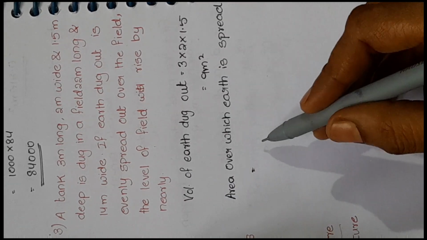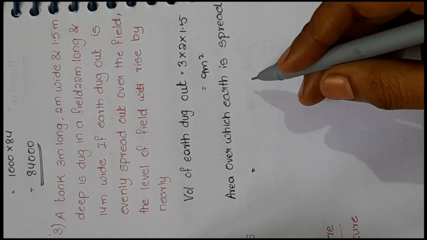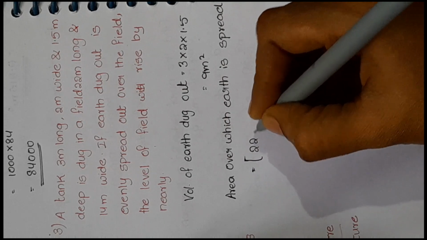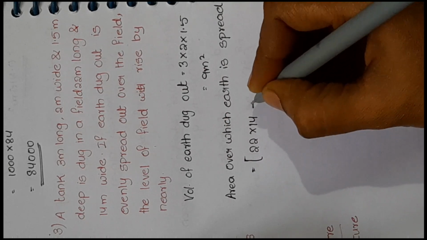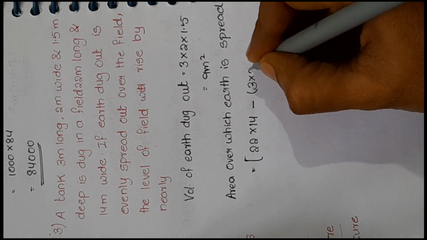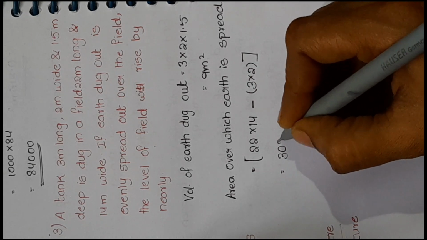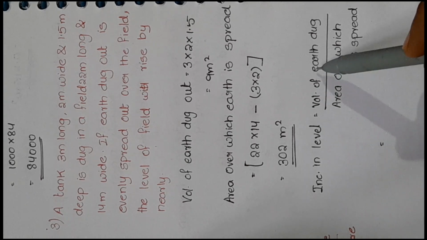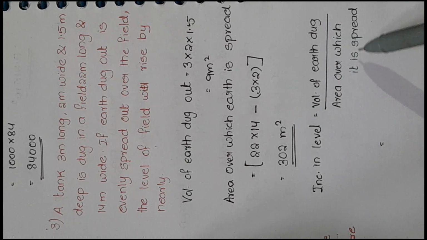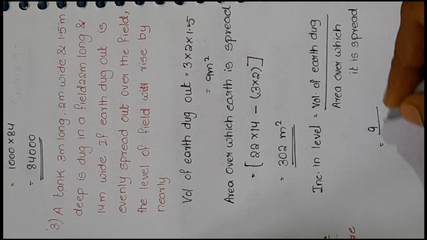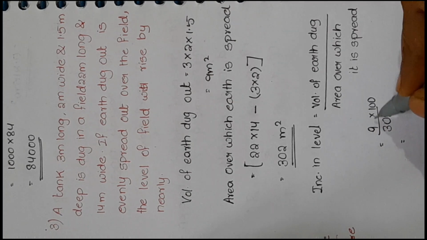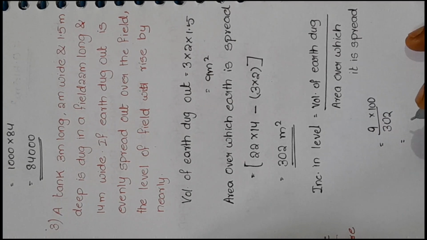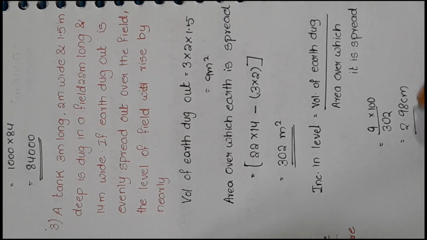Area over which the earth is spread is total area of the field minus the tank area. Area of the field is length into breadth, that is 22 into 14, minus area of the tank is 3 into 2. We get this as 302 meter square. Increasing level is volume of the earth dug out by area over which it is spread, that is 9 by 302. To convert this into centimeters, we should multiply with 100. On calculating, we get 2.98 centimeters is the increase in level.